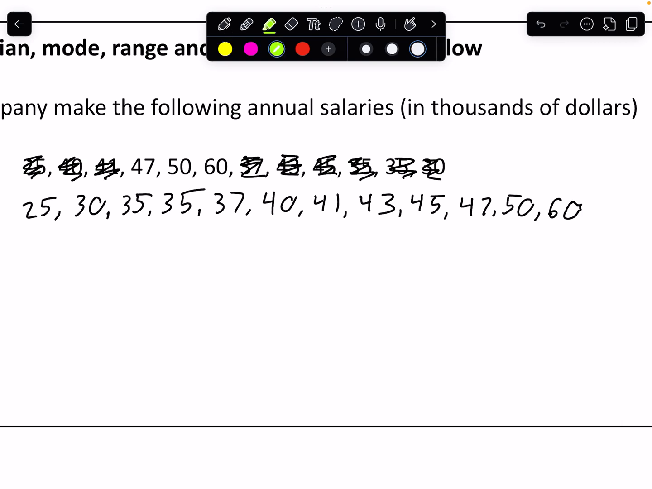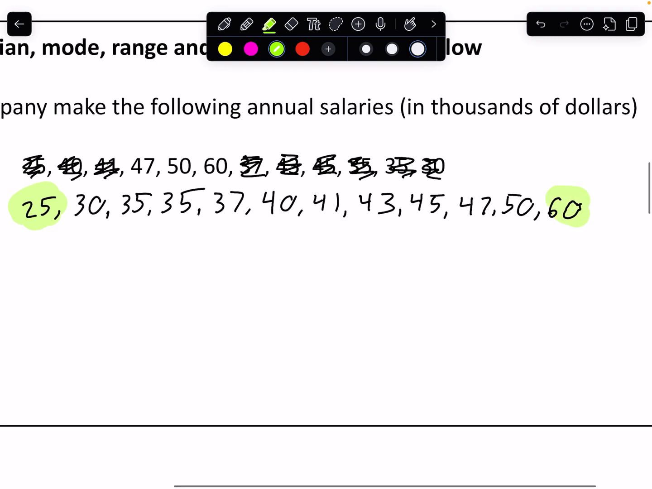And then from here, you're looking for the exact middle. So the exact middle, obviously, it's not 25, it's not 60, it's not 50, it's not 30, it's not 35, it's not 47, it's not 45, it's not 35, it's not 37, it's not 43. I keep crossing them off. I get to these two in the middle. I run into a slight dilemma.